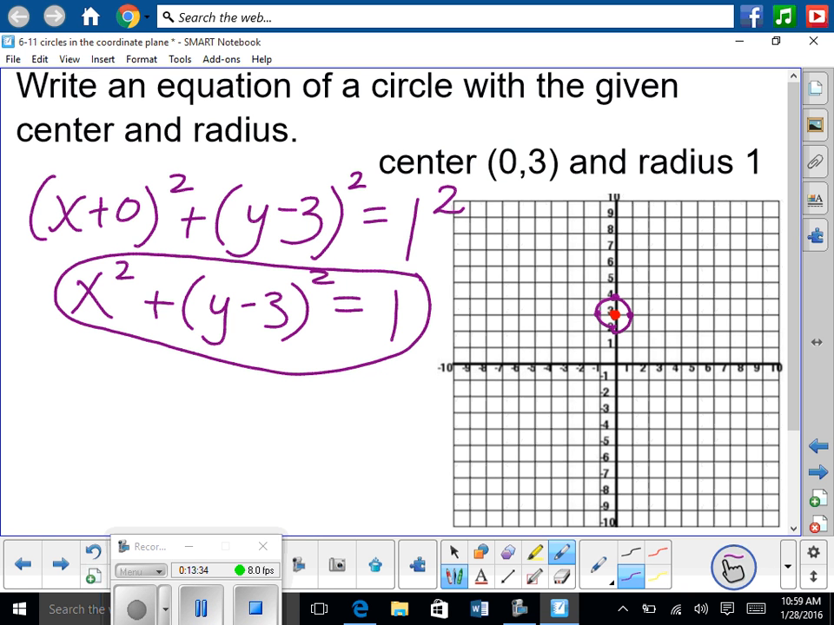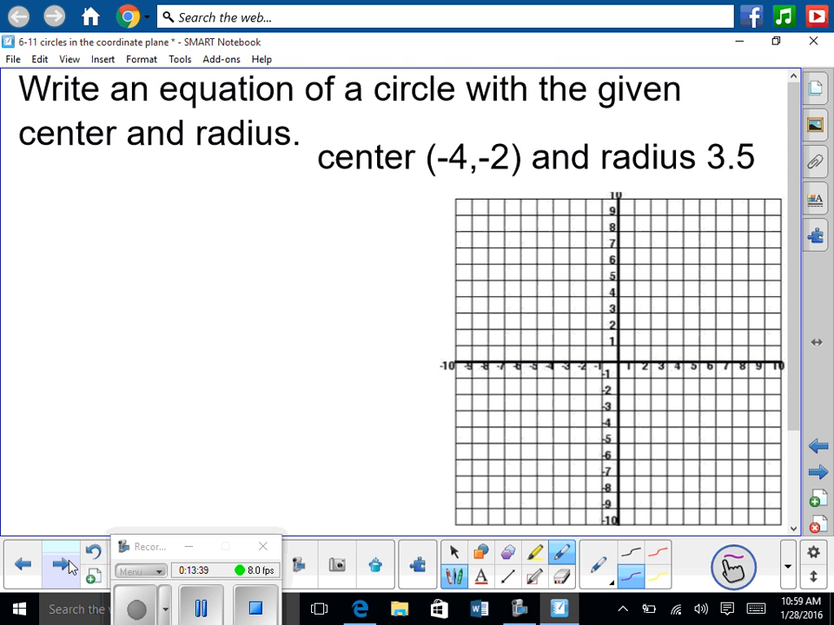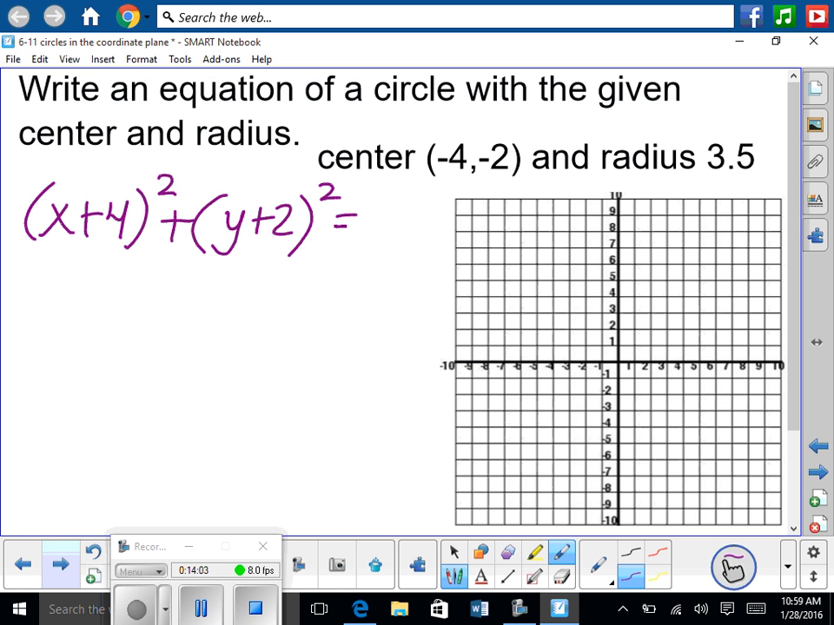All right, any others? Okay, one last one and I'll let you work. I'm not going to draw the picture this time, let's just think about it. So it says it has a center at -4, -2. So let's write our equation. We always go opposite. This is our shift left and right, right? So if it's negative, it's going to be x plus 4 squared. Plus, don't forget the plus sign in between. And yes, this will always be a plus sign. And then we shifted down 2, so it's always the opposite of that sign. So it'll be y plus 2 squared is equal to 3.5 squared.